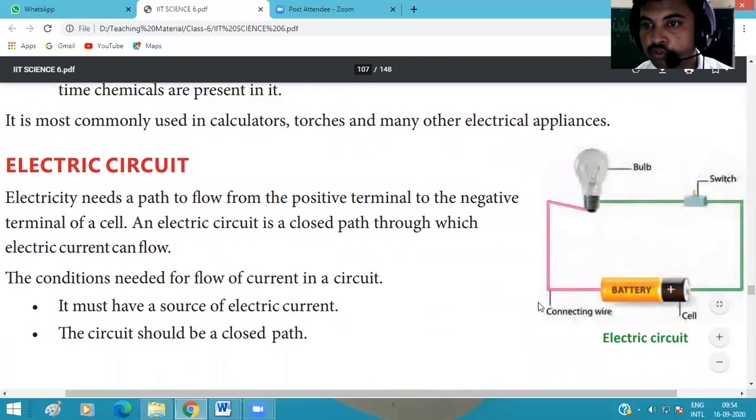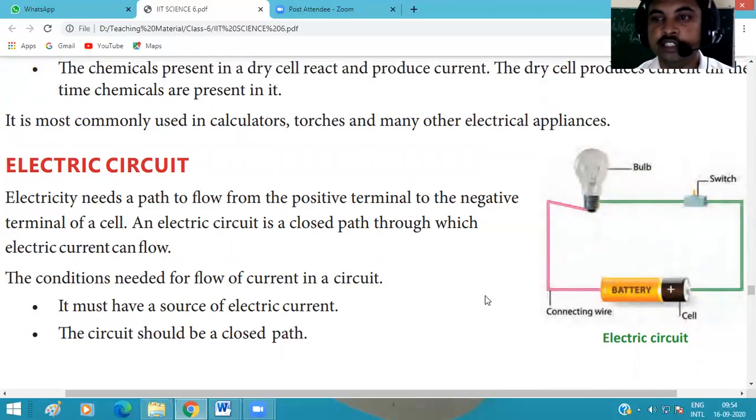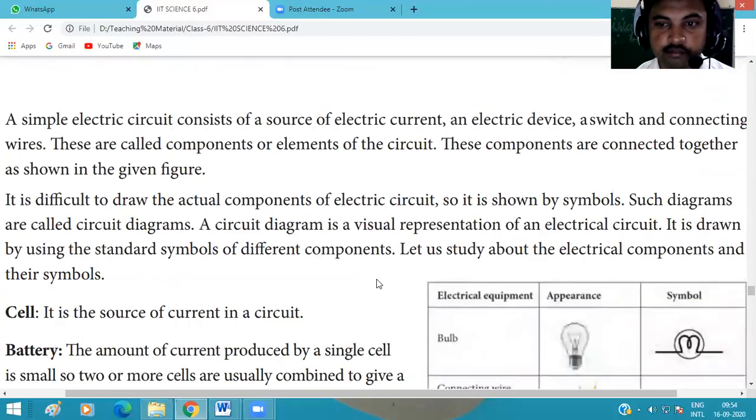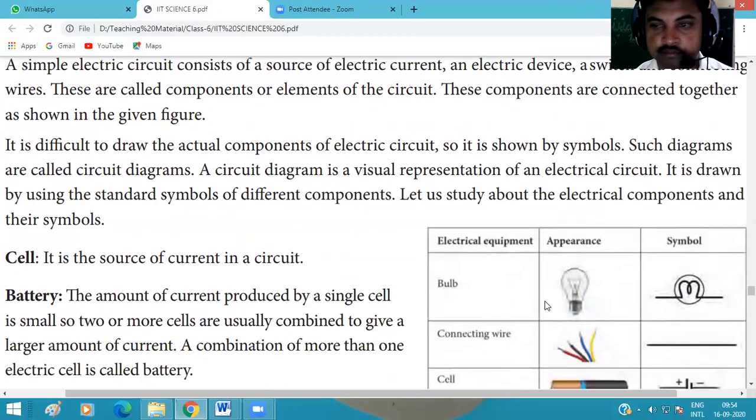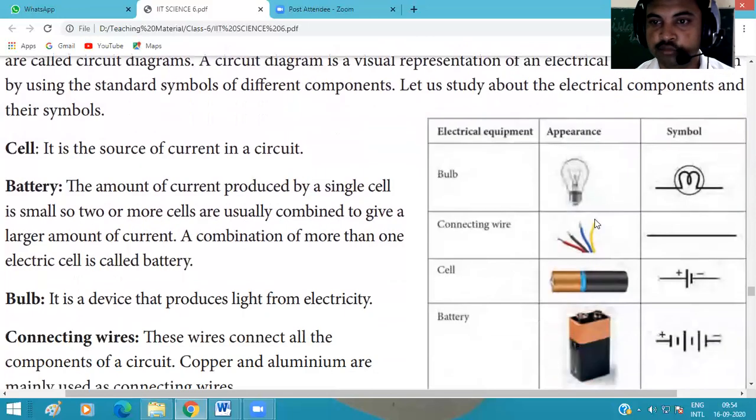It is difficult to draw the actual structure or diagram of these components. It is time-consuming when we draw the original pictures of the components. So to draw the circuit, we always use the symbols of the components. Every component has its own symbol. So we discussed the visual representation of an electric circuit. There we use some symbols.